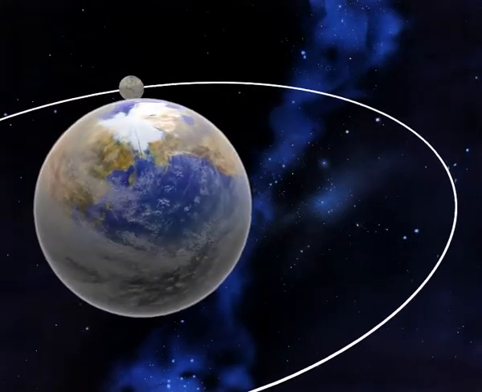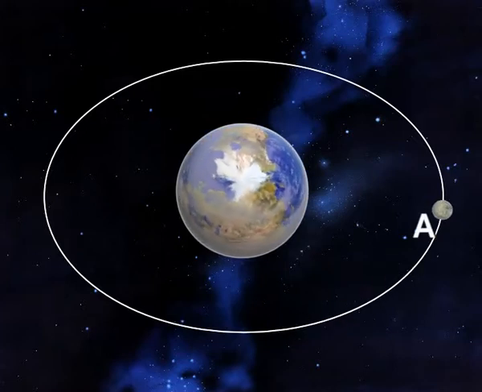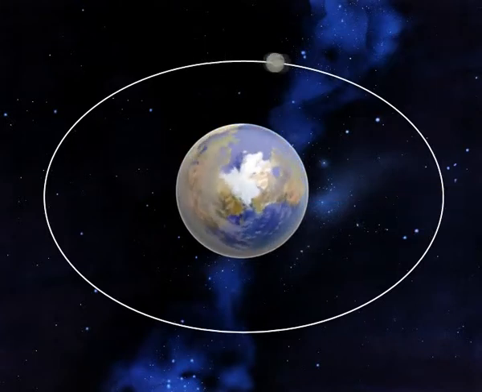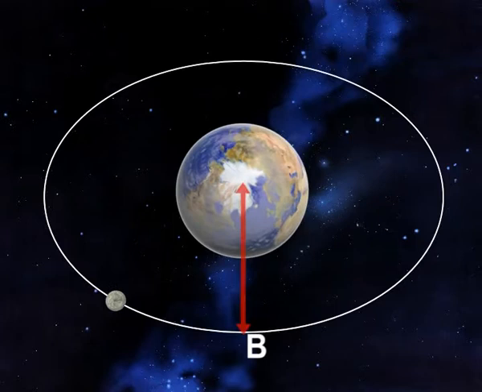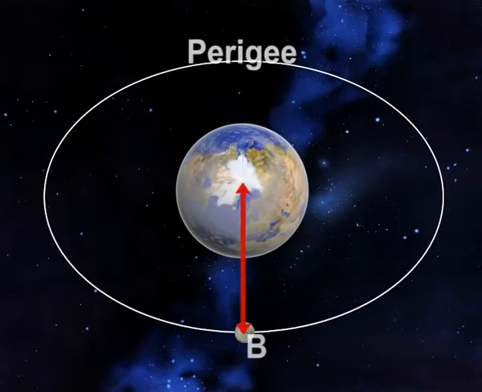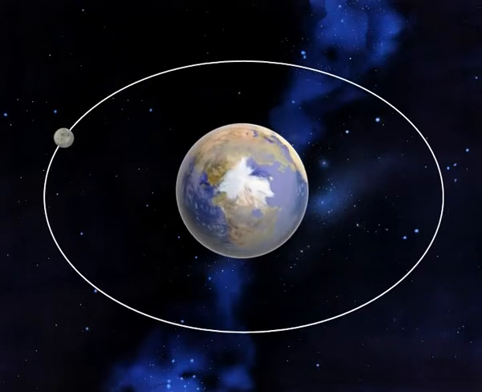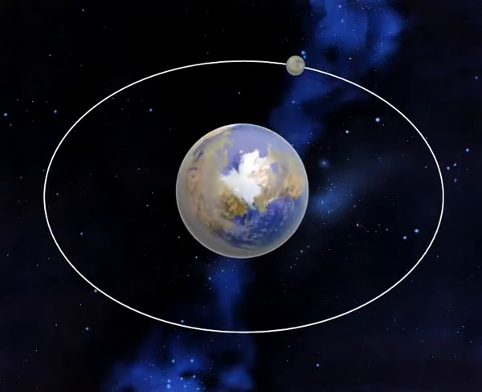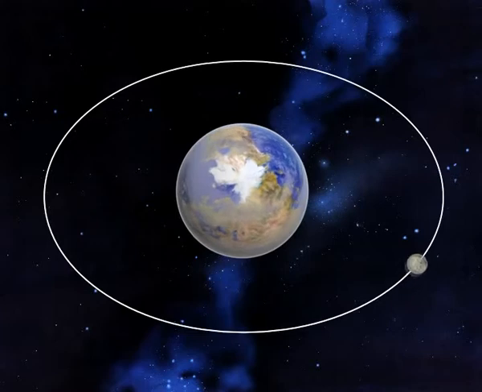Let a satellite move around the earth in its elliptical orbit. Let A be the point at which the satellite is farthest from earth. This point is termed as apogee of the satellite. Let point B be the point of the shortest distance of a satellite from earth, which is termed as perigee. Now, we know that as a satellite comes near Earth, its velocity increases, while as it moves away from Earth, its velocity decreases. Thus, the speed of a satellite at perigee is greater than that at apogee.